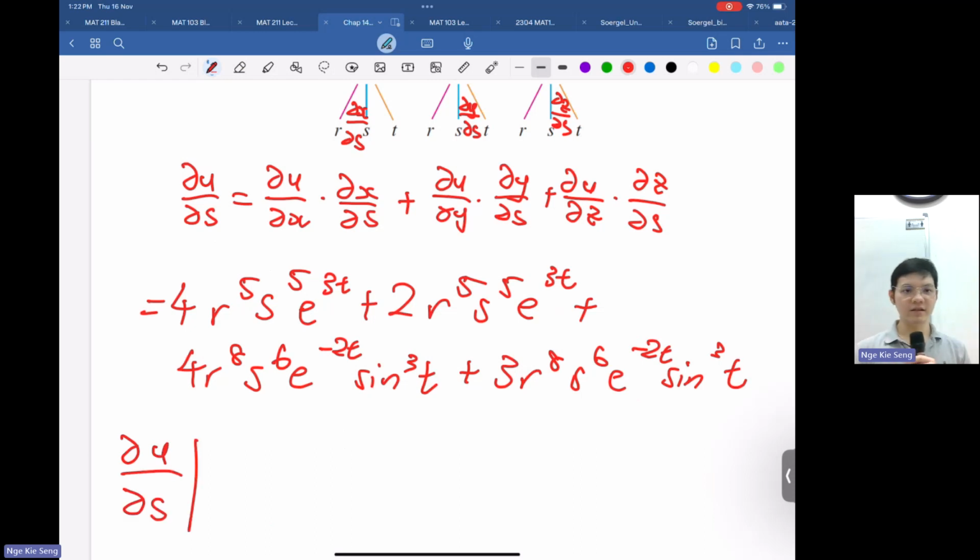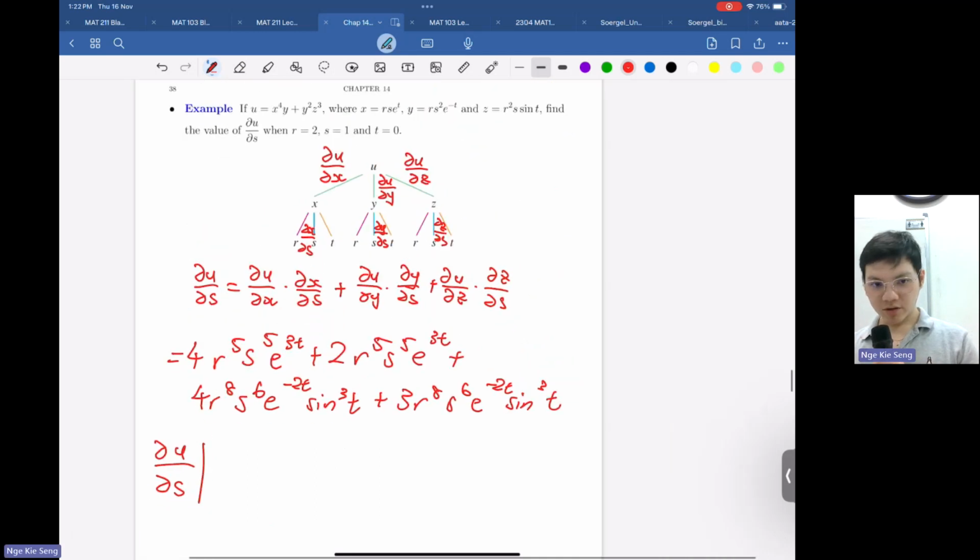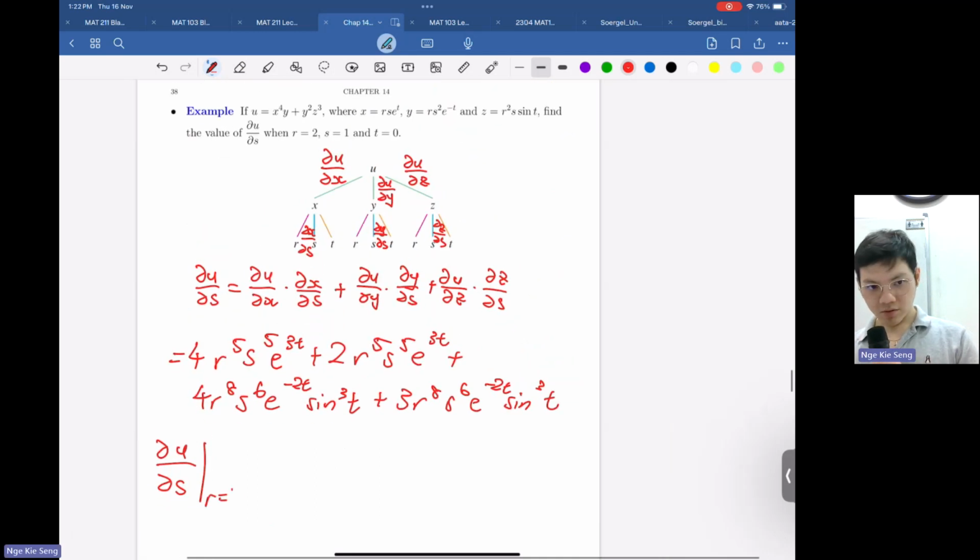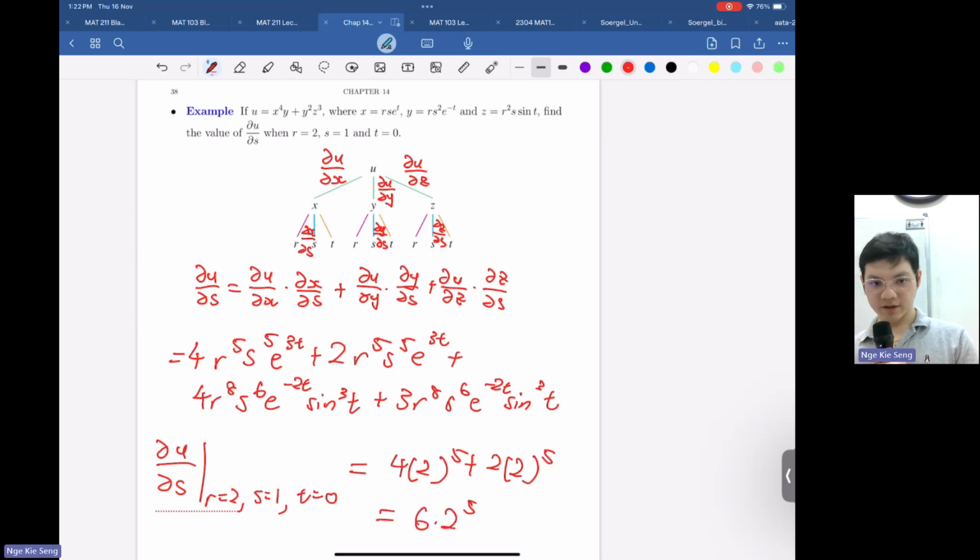So we want to evaluate this at where? r equals 2, x equals 1, t equals 0. So you just substitute the values in. Sine will disappear because t is 0, and sine 0 is 0. So you are only left with 2 non-zero terms here, which is just 6 times 2 to the power 5, which is 192. Please check.